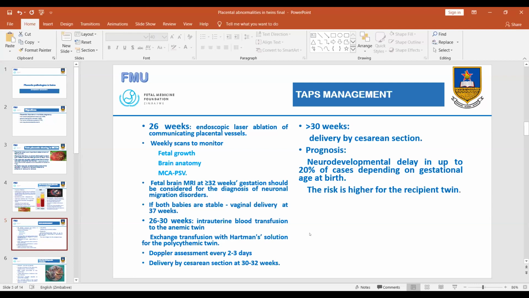However, if the problem is peaked after 30 weeks, it's good to do a cesarean section and to get rid of all the problems and manage the babies in the neonatal unit.